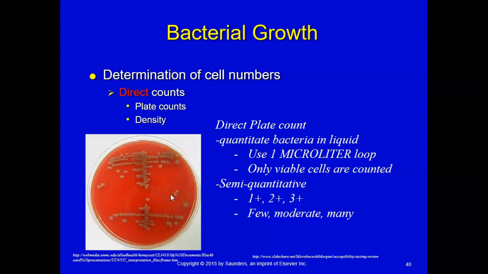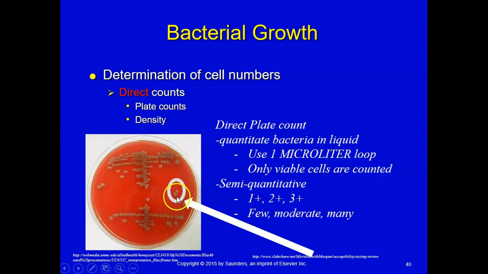So this is a colony. That would be considered 1 colony. And if we use a 1 microliter loop, that means that 1 colony represents 1,000 bacteria. And then we can also use a semi-quantitative plate count for samples that are not liquid. Semi-quantitative results are reported as 1+, 2+, 3+, or few, moderate, many.